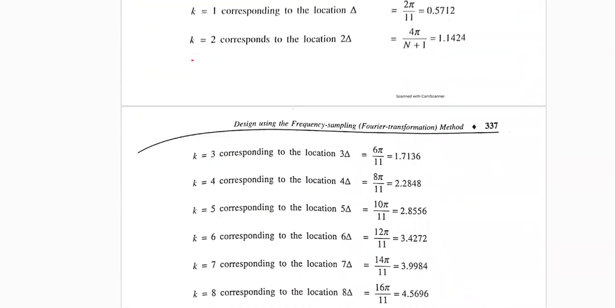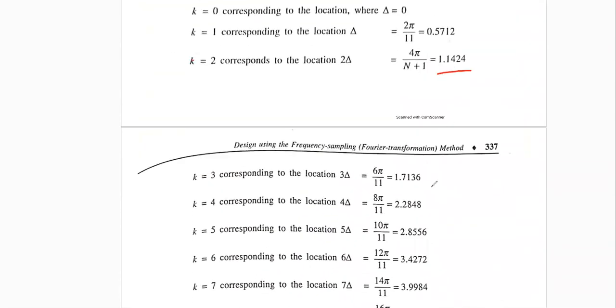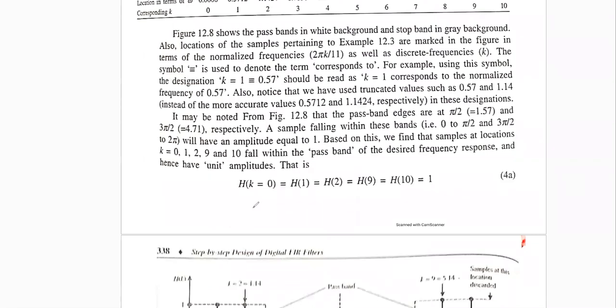After this, we have 1.7. So that means H3, what should the value of H3 be? 0. Because it is after pi by 2. Very good answer. After that, it will give you 0. So they are mentioning H0, H1 and H2 on the left side is equal to your H9 and H10. H11 belongs to the next cycle.